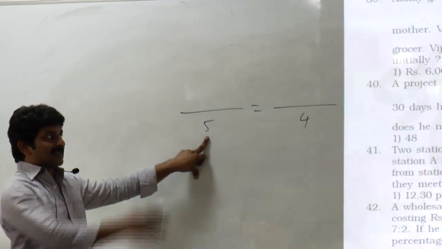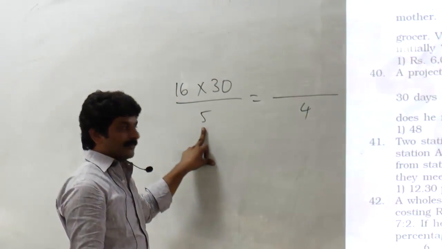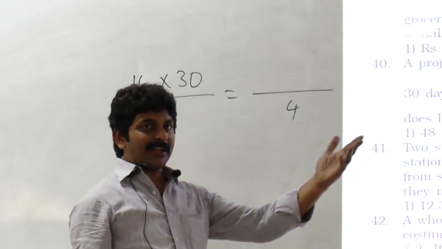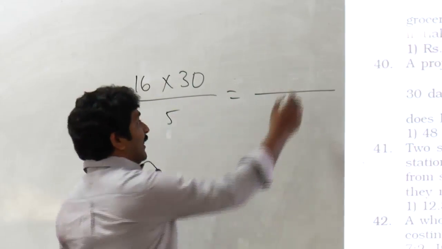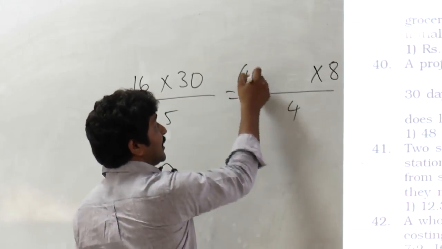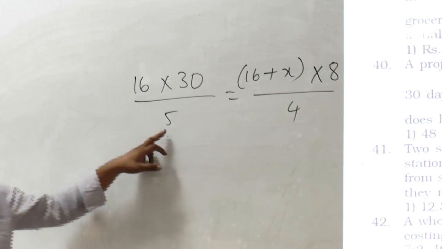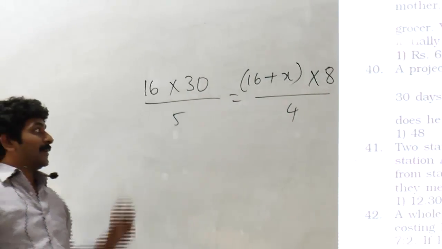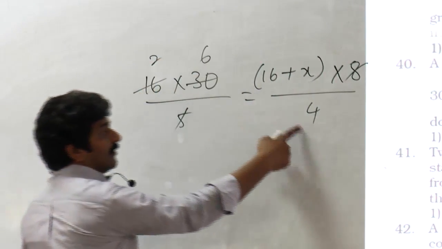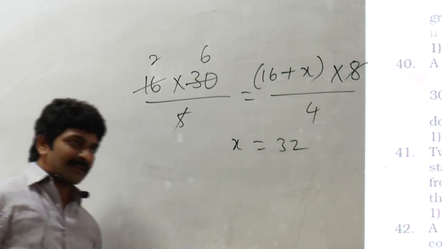To complete 5 parts, 16 men worked for 30 days. But how many days do we have? 38 days time. Out of 38 days, 30 days are over. Remaining we have 8 days. To complete the remaining work in 8 days, you need to increase your manpower. Let's say we have 16 plus x members. 5 to 4 is 4/5 times, 30 to 8 is... So 16 plus x is equal to 48. x is equal to 48 minus 16, which is 32.